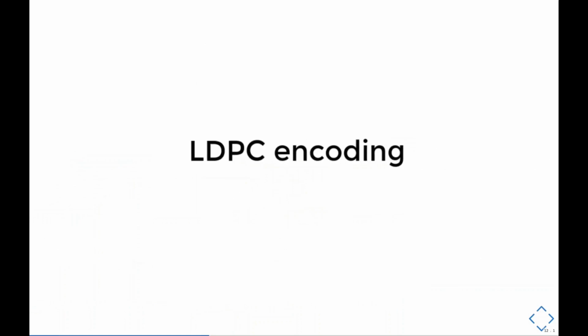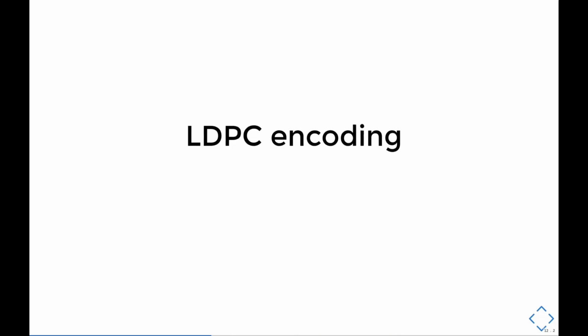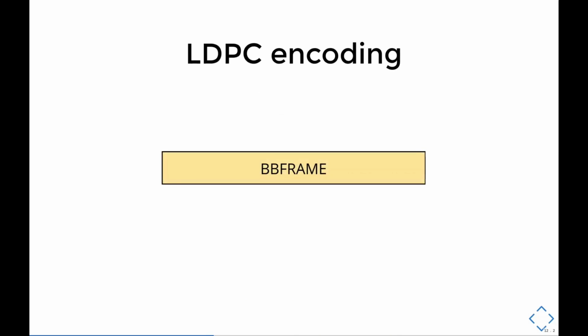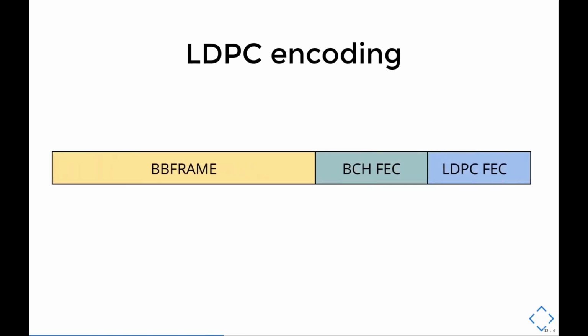Moving on to the LDPC encoding. This is the most complex block in the system, and I think it's the most interesting as well. The FEC encoding subsystem receives a baseband frame, adds a BCH FEC code word, and an LDPC FEC code word.